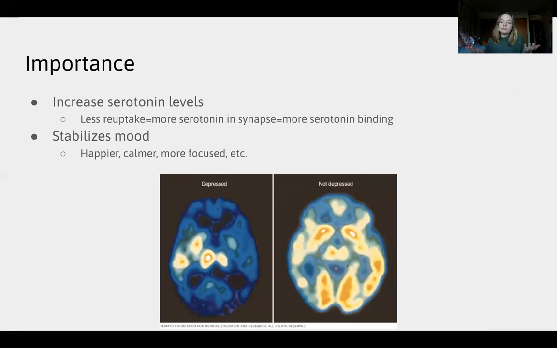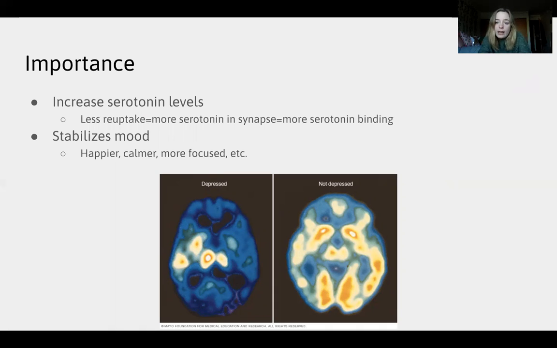Now, why is this an important drug? So we saw that it increases serotonin levels, so less reuptake means more serotonin in the synapse, and therefore more serotonin binding to its receptors. This is going to have a mood stabilizing effect. So people taking fluoxetine will be happier, calmer, more focused, etc.